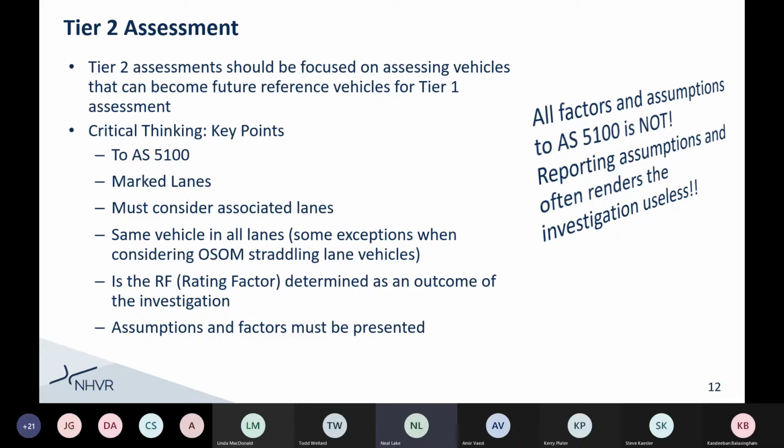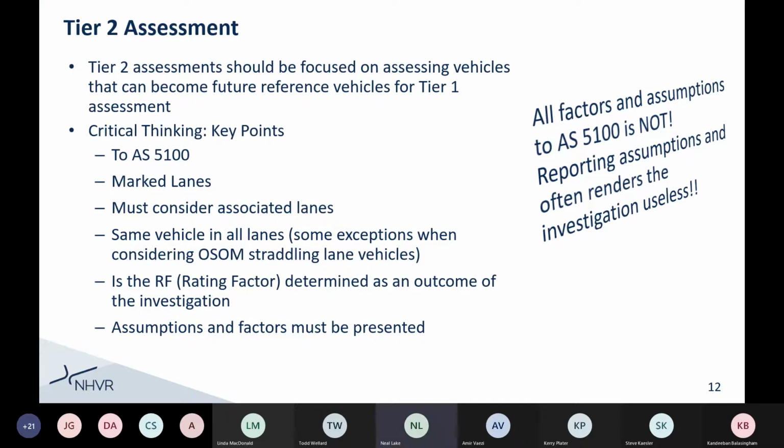We should be looking for what lanes have been considered. Ideally, marked lanes is where we would potentially get better outcomes from. And it's also really important to have a good look and see whether they have considered vehicles in adjacent lanes, so multiple presence of vehicles, particularly for in-lane cases.